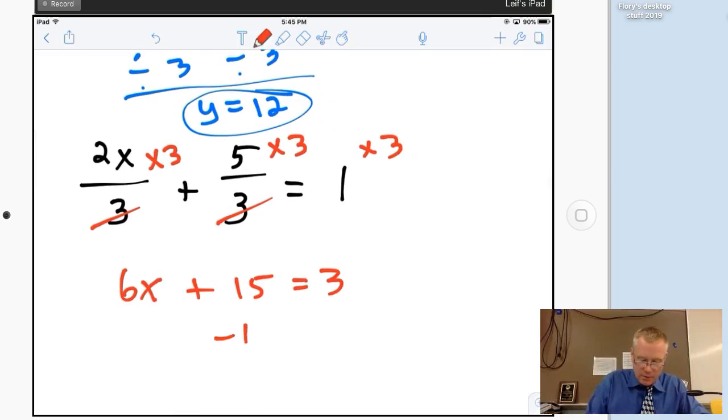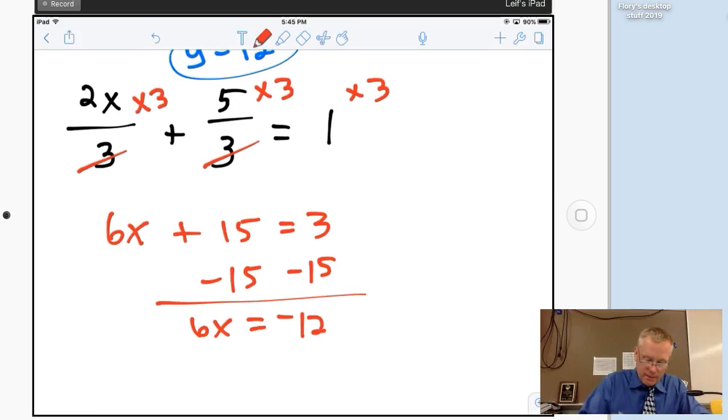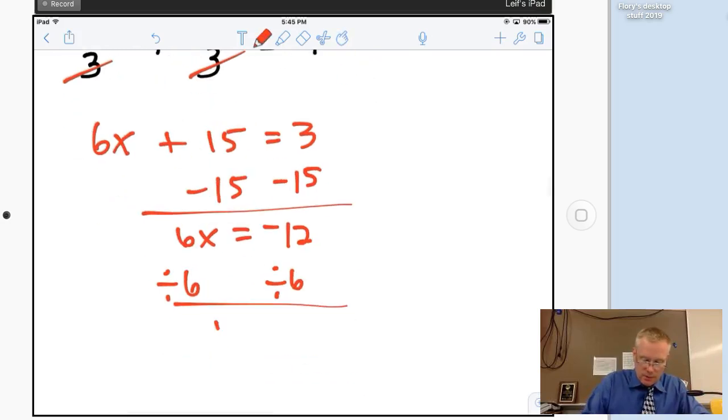Okay? If I subtract 15, I get 6x equals -12. And then I can divide by 6. I get x equals -2.